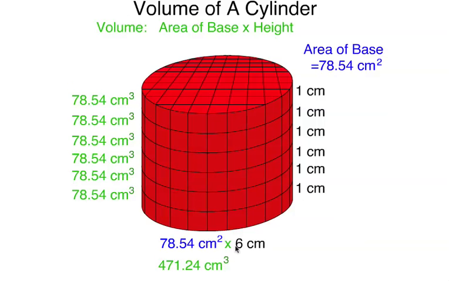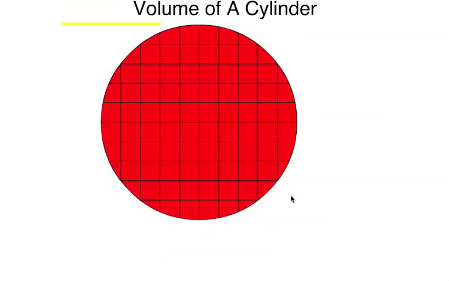Okay, so if this has a height of 6 centimeters, then we know we're going to have whatever the area of the first centimeter is, the volume of the first centimeter is, times 6.